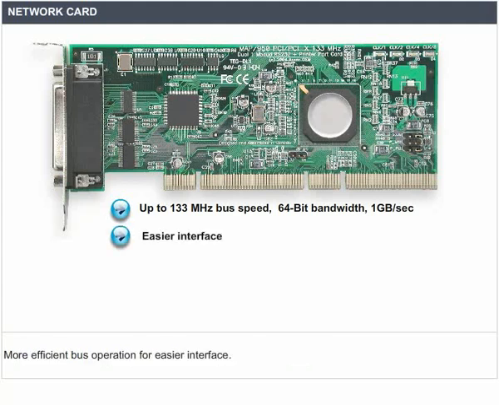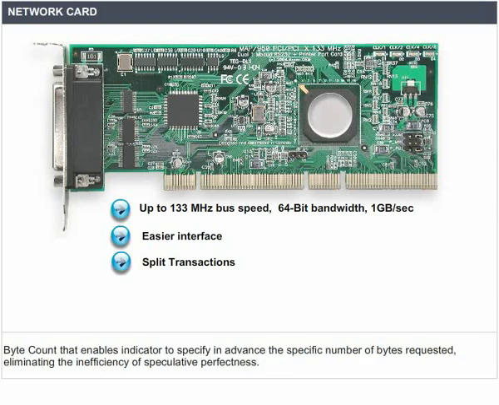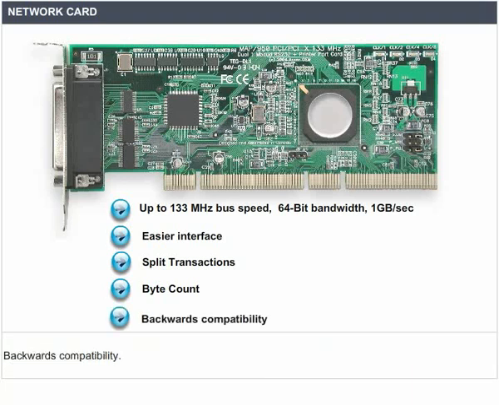More efficient bus operation for easier interface. Split transactions allow an initiator device to make only one data request and relinquish the bus, instead of constantly needing to poll the bus for a response. Byte count enables the initiator to specify in advance the specific number of bytes requested, eliminating the inefficiency of speculative prefetch. Backwards compatibility.